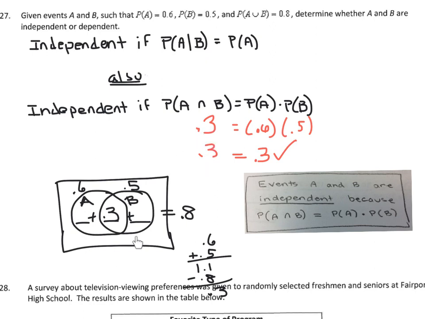Okay, so whether you want to do the Venn diagram or the OR formula, either way, you'll get the AND to be 0.3. And when we plug it in, we'll see that these events are independent because, and please state this, it fits into our rule.